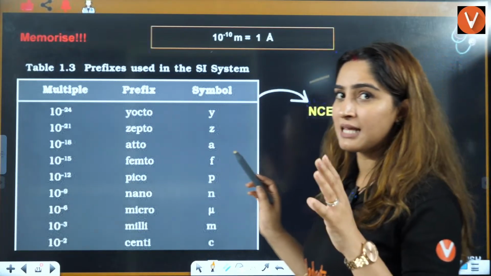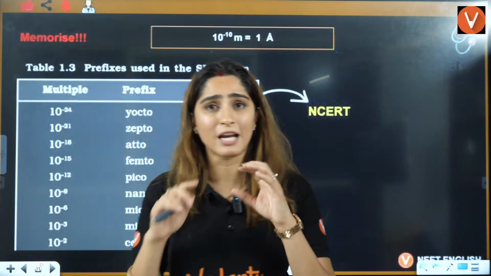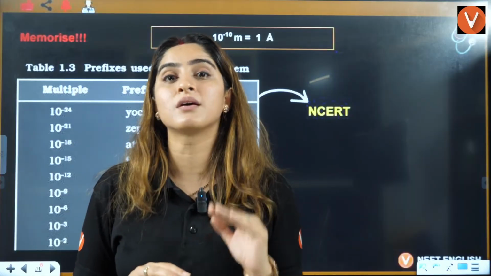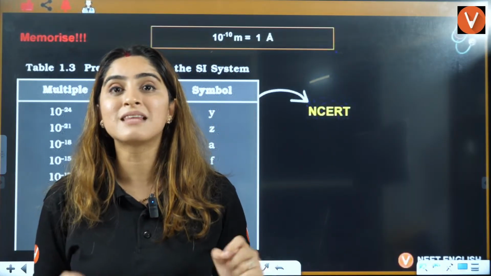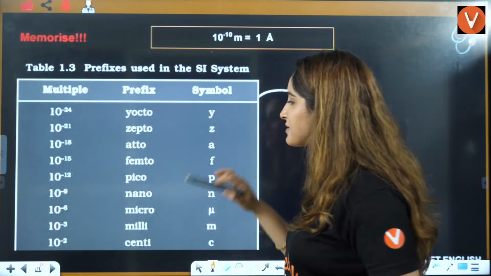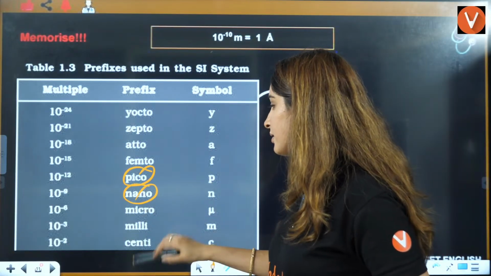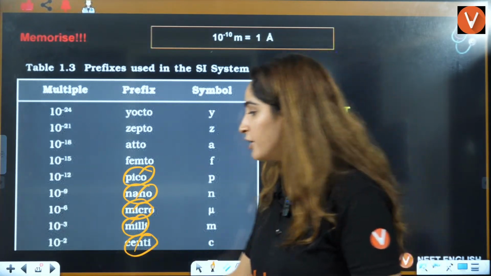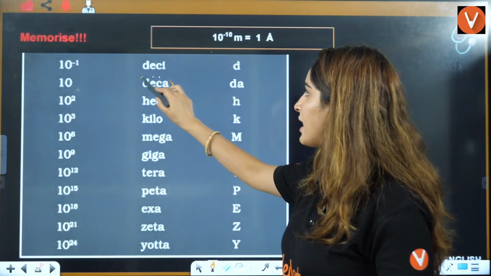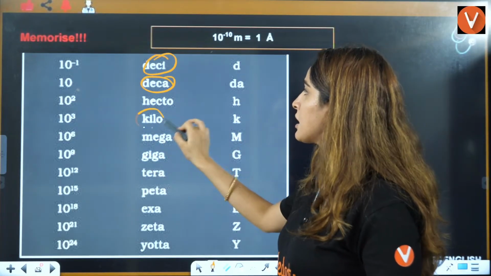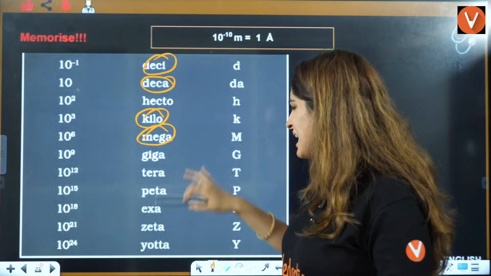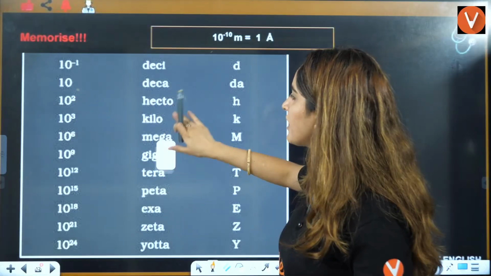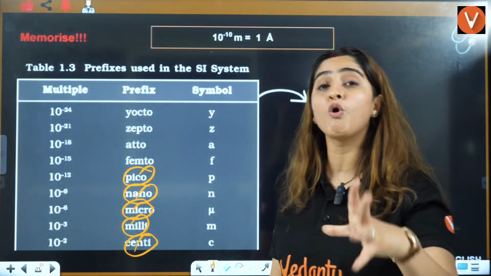Now students, let us see this. This is a very important thing that I'm going to teach you now, because it is used almost throughout physical chemistry. You might have seen picometer, nanometer, micrometer, milli, centi. These are the most used units. Here, deca is most used, deci is also used, kilo is used, mega is used. These are maximum used, so I have circled all of them. Otherwise, you should know all of them.